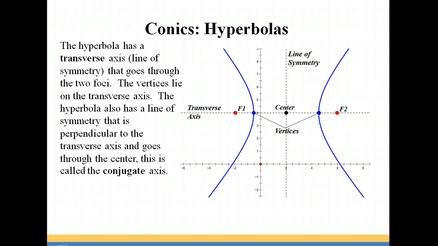Okay, so when your focal points line up horizontally, the center point is halfway in between them, so all three of those points will line up horizontally. And when they do, the line that goes through those 3 points is called the transverse axis. And it is a line of symmetry for the hyperbola. The hyperbola also has a second line of symmetry that is perpendicular to the transverse axis, and we call that one the conjugate axis. Notice that it also goes through the center of the hyperbola. Now, on the transverse axis, you will also find what we call the vertices of the hyperbola.